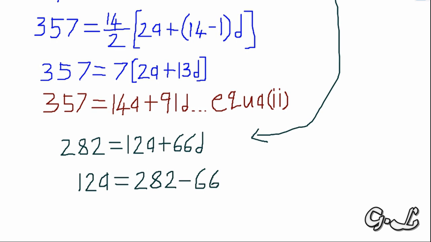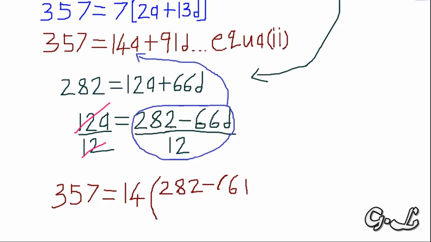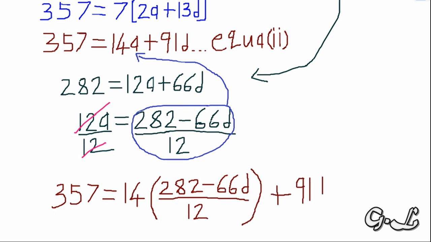Now what are we going to do with that one? We're going to replace those terms for a in equation number 2. So we say 357 is equal to 14, and where there is a, we write 282 minus 66d over 12, and then plus 91d.